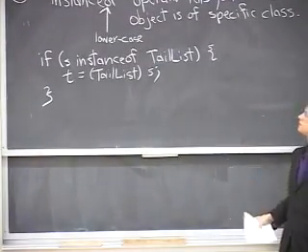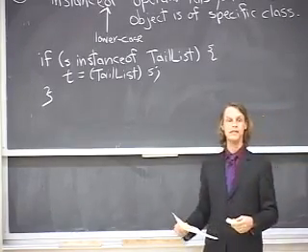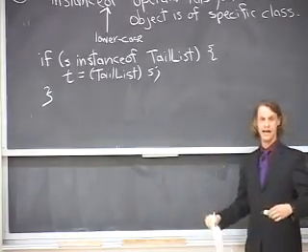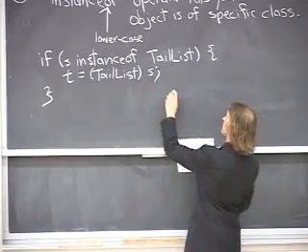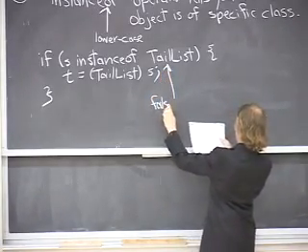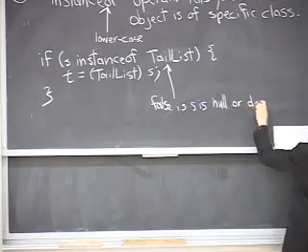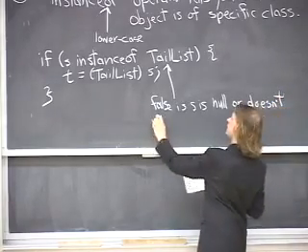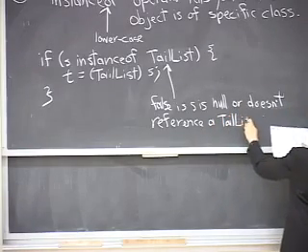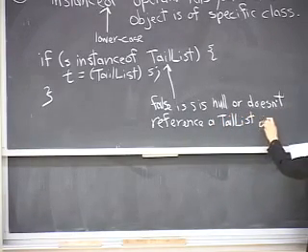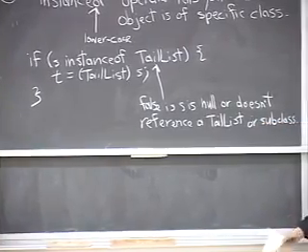Now, one thing is, this does not necessarily mean that S was declared to be a tail list. S could have been declared to be a subclass of tail list, and this will still be true. So this is false if S is null or doesn't reference a tail list or subclass of tail list. So subclasses of tail lists are tail lists.